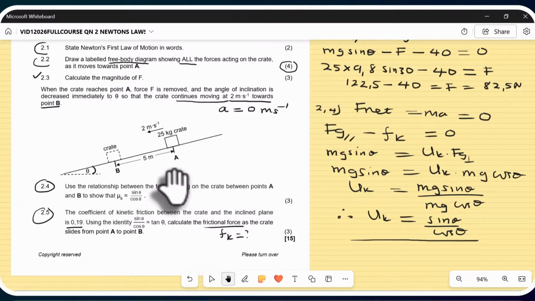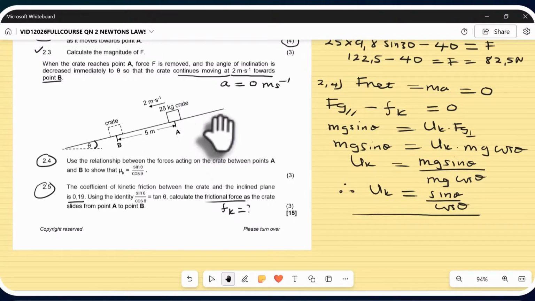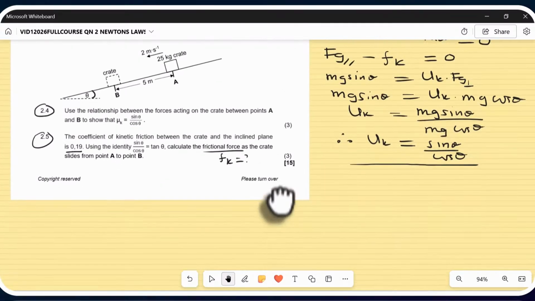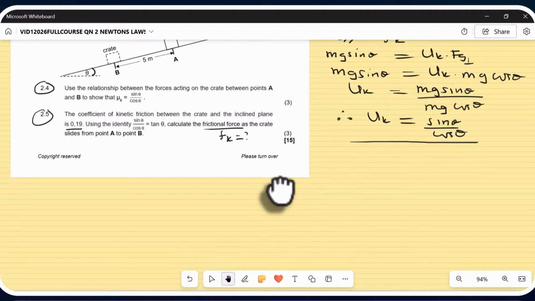Okay, so now we're looking for the frictional force acting on this crate. Because we have our coefficient, we now know that tan theta is the same as the coefficient, which is 0.19, and so we can get our theta here. Our theta equals tan inverse of 0.19.